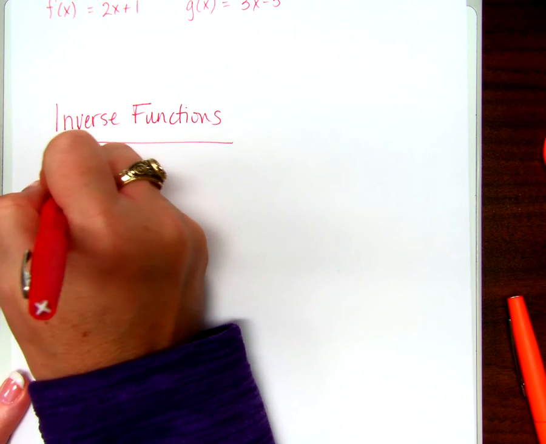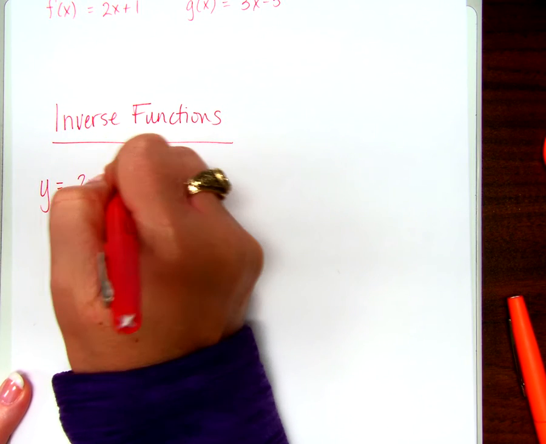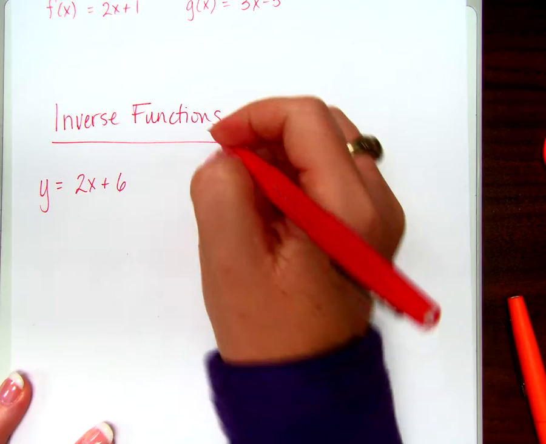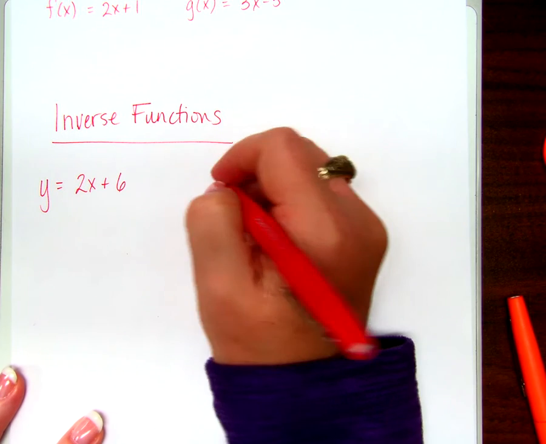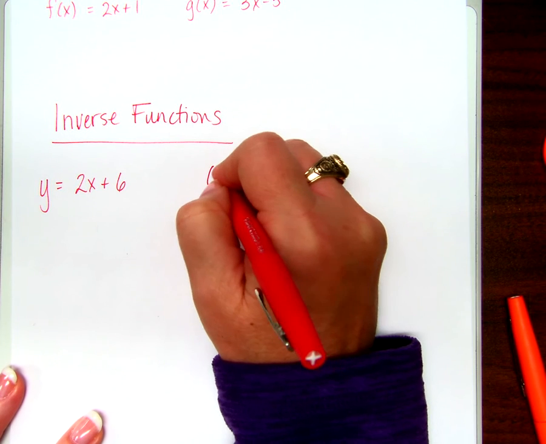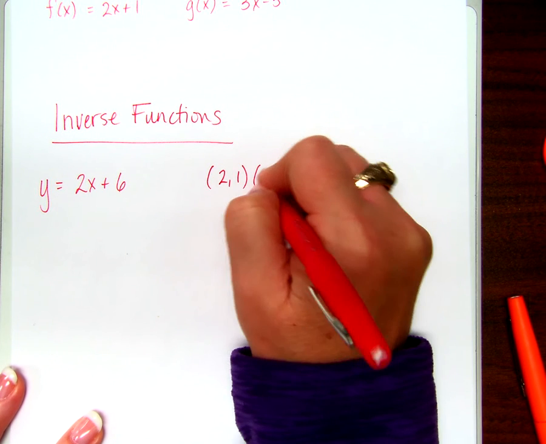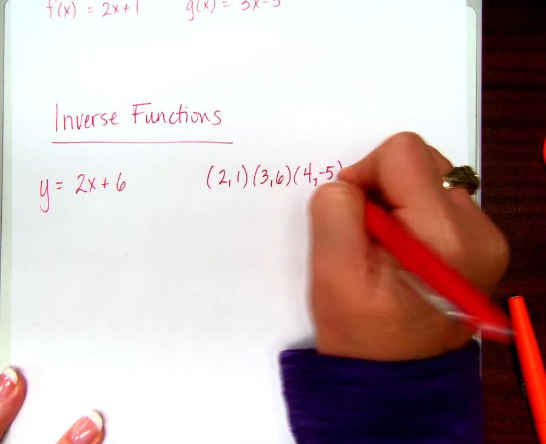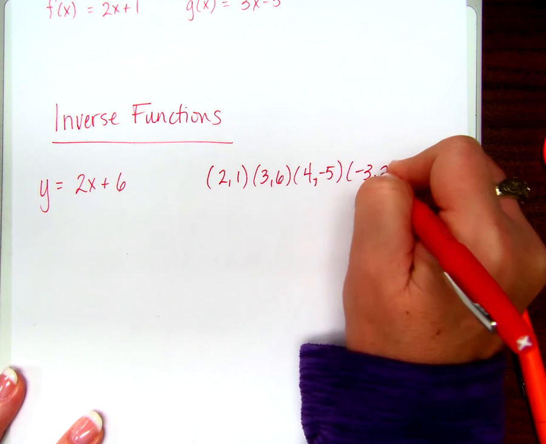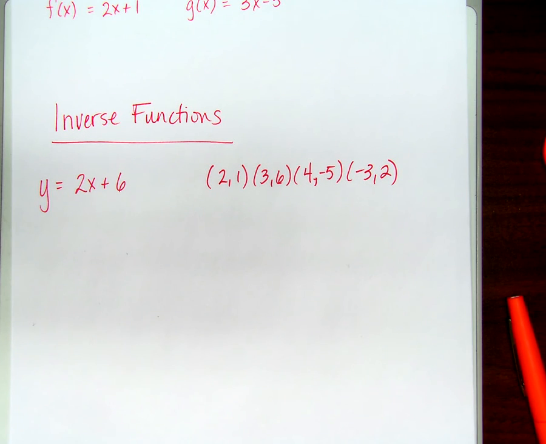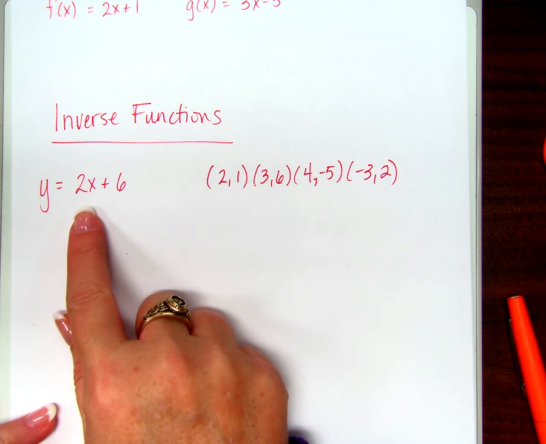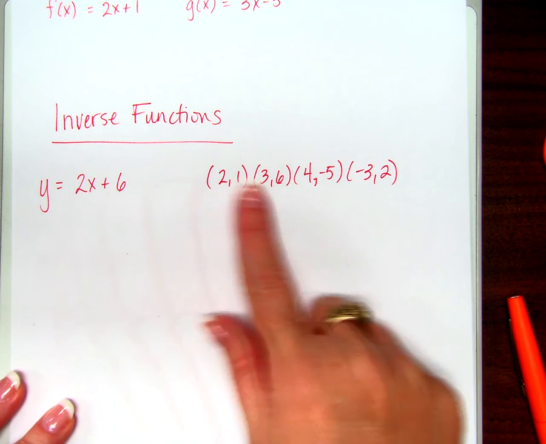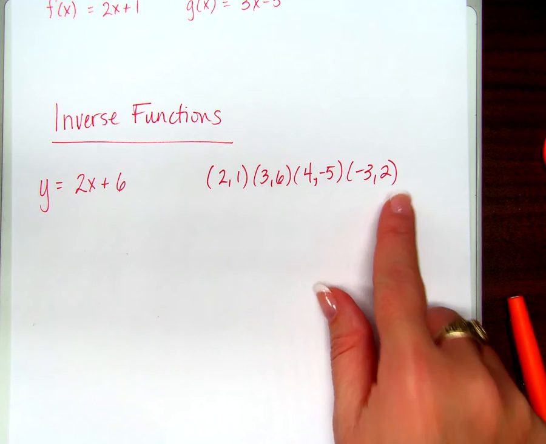Let's start off with this. y equals 2x plus 6. And let's also do this one while we're at it. (2, 1), (3, 6), (4, negative 5), and (negative 3, 2). So I've written two functions down for you. The first one is in the form of an equation. It's a linear function. And the second one is in the form of ordered pairs.